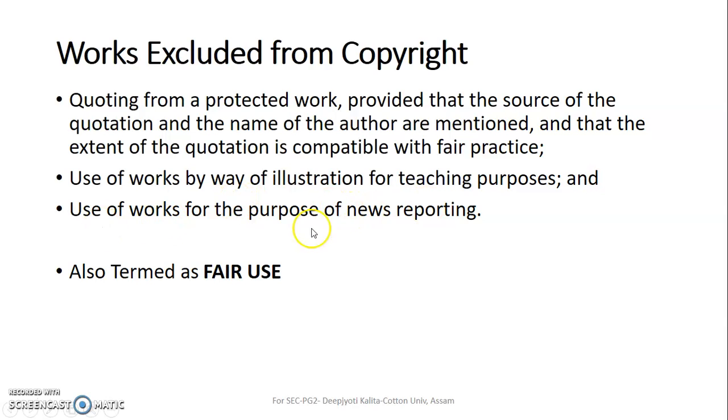Like for news reporting purposes also, these works are excluded from copyright. And all these uses are called fair use under copyright policy. So these three are the areas where copyright laws are excluded, and these are called the fair use policy under copyright.